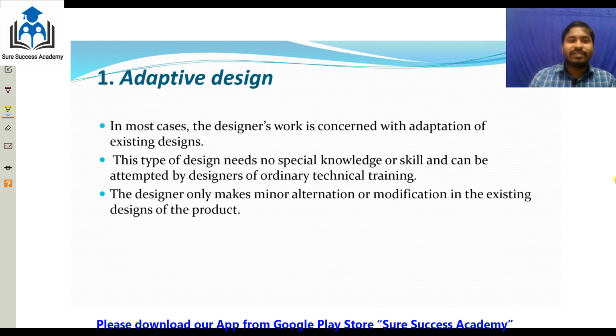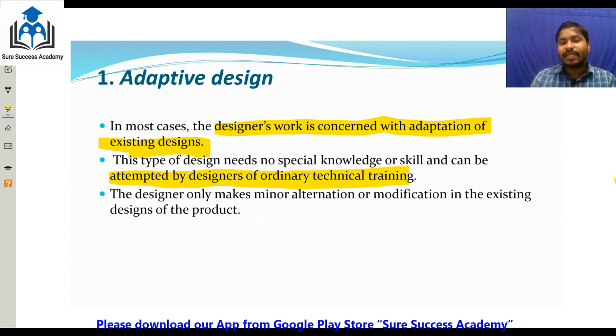So what is adaptive design? In most cases, the designer's work is concerned with the adaptation of existing designs. This type of design needs no special knowledge or skill. It can be attempted by designers of ordinary technical training. The designer only makes a minor alteration or modification in the existing design of the product. Already the design is available, and you just have to modify it for your requirement.